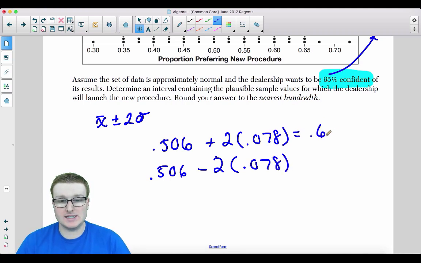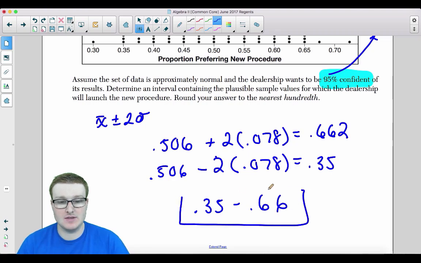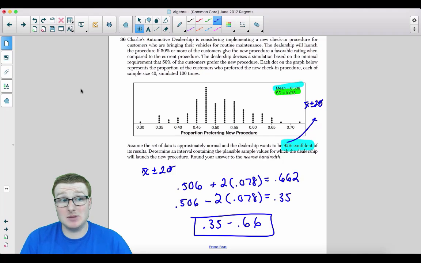This will give you 0.66. This will give you 0.35. So your plausible interval, ladies and gentlemen, is 0.35 to 0.66. That is the plausible interval that you need. Okay? That's a pretty simple part.